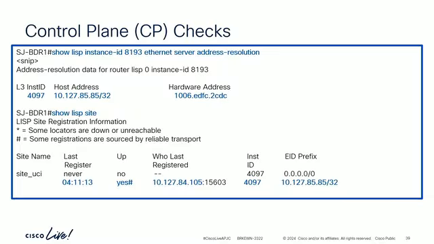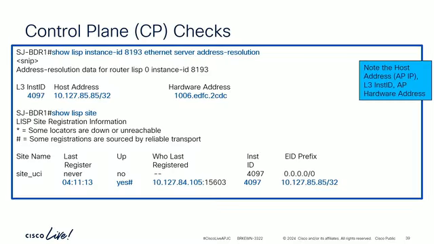So on the CP, there is one particular command which is very useful while troubleshooting: show LISP instance ID, Ethernet server address resolution. It resolves and shows the mapping between L2 VNID, L3 VNID, and the host address. The host address here is the AP address and AP MAC. That is the hardware MAC, okay, not the base. That's how the CP gets to know about it, so we can see that resolution here on the CP. And the second one, show LISP site. In that we can see when it last registered, whether it is up, and who registered it. Here, the fabric edge registered it. And we can see the L3 instance ID and the AP IP, which is the EID prefix, treated as the end client here.